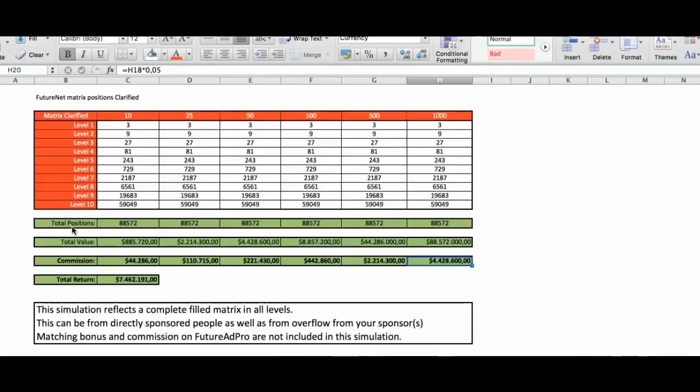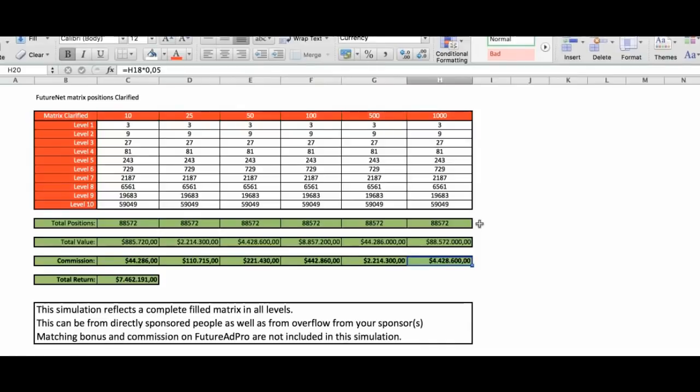Okay. Now you have the matrices: $10, $25, $50, $100, $500, and the highest matrix of $1,000. 3 levels wide, 10 levels deep. So 10 levels deep means in total up to this level. So in total you have 88,572 positions per matrix. Okay.